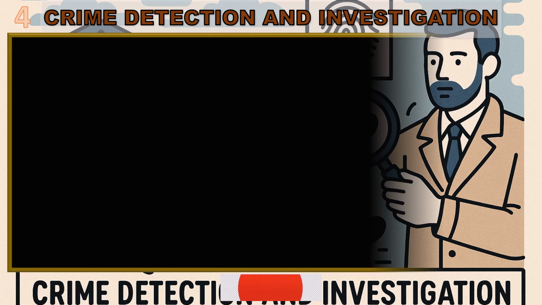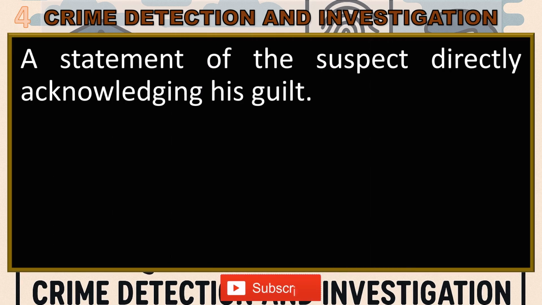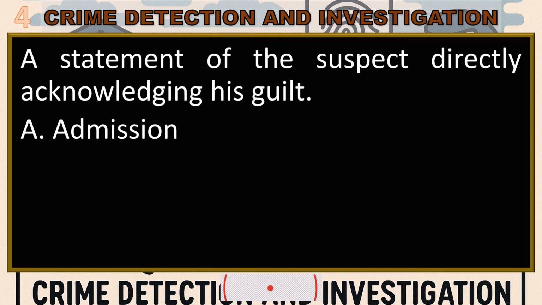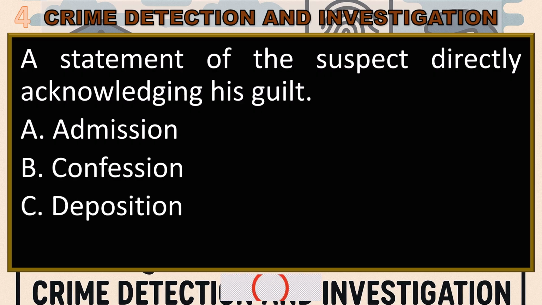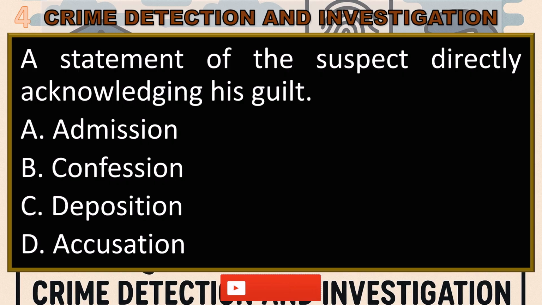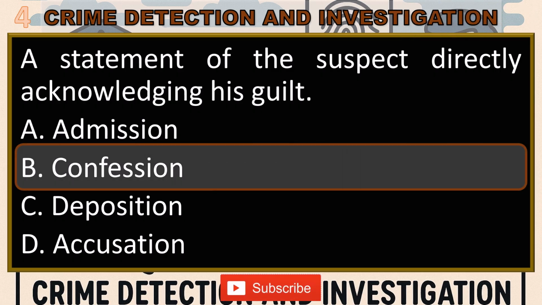A statement of the suspect directly acknowledging his guilt. Letter A admission. Letter B confession. Letter C deposition. Letter D accusation. In the next 5 seconds, select the best response from the available options. The letter of the correct answer is B, confession. A confession is a statement of the suspect directly acknowledging his guilt.